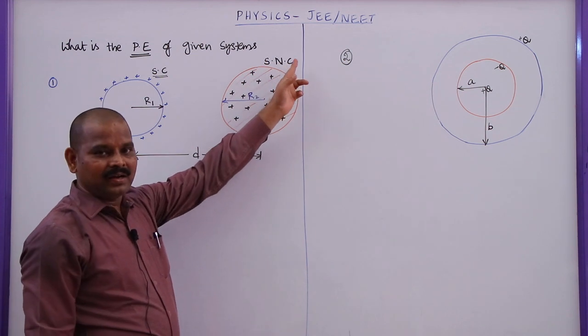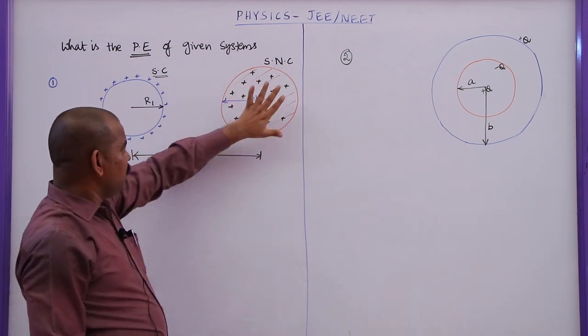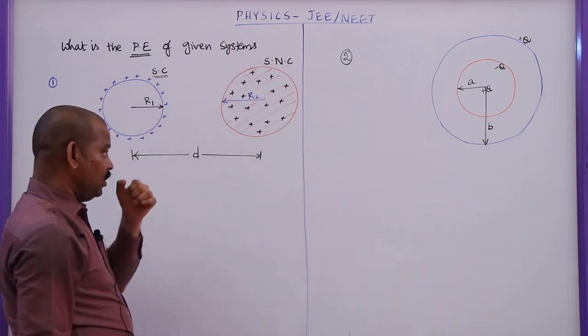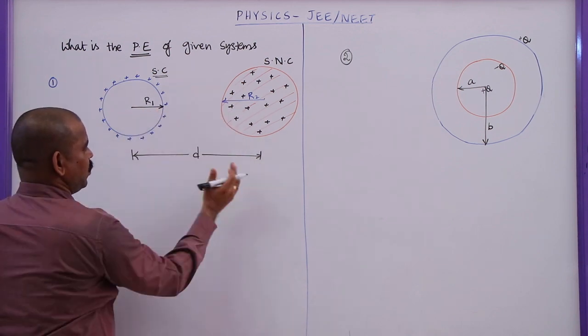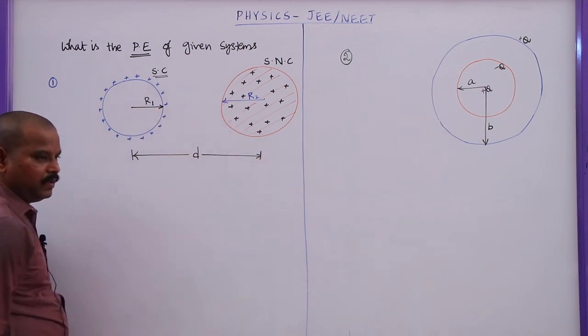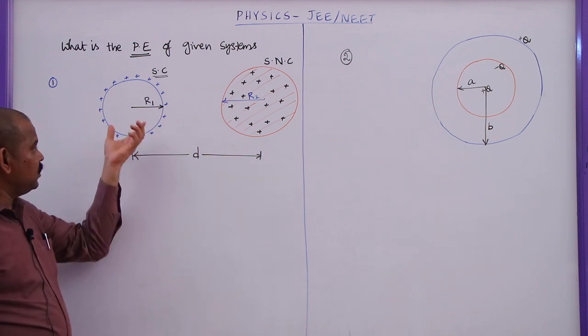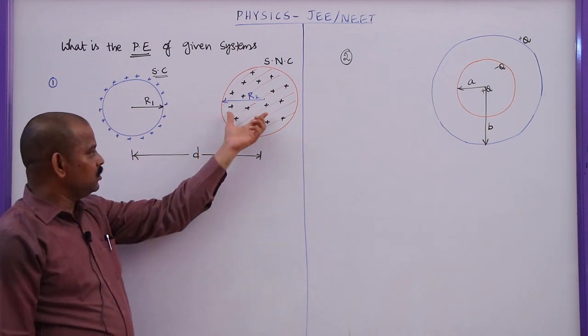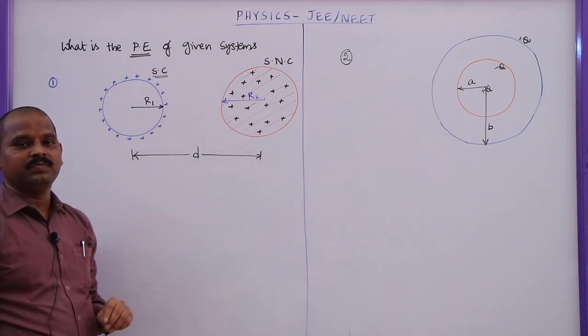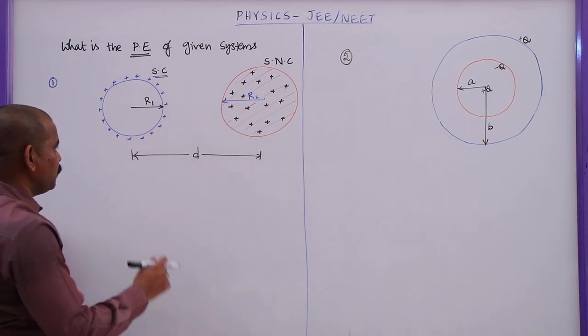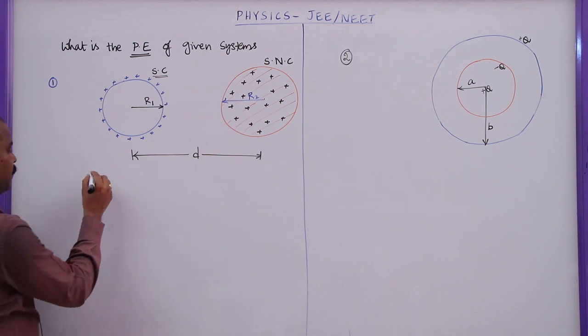This is a solid non-conducting sphere. When the charge is given, it is spread throughout its volume. Let the radii be r1 and r2, separated by a distance d. Now we have to consider the potential energy of this one, the potential energy of this one, and the potential energy of these two spheres. So what is the potential energy? That is nothing but a self energy.